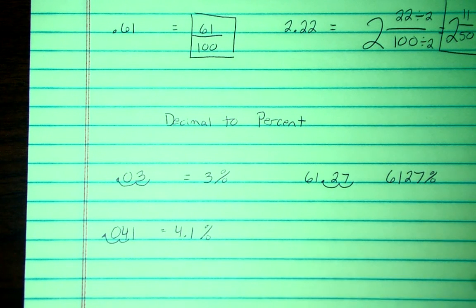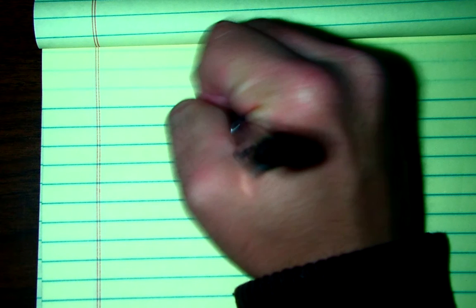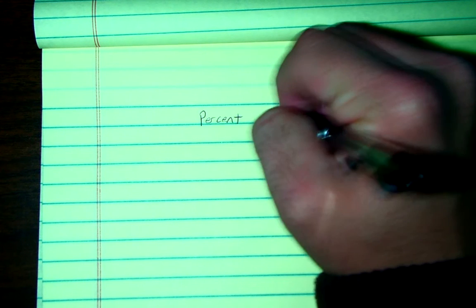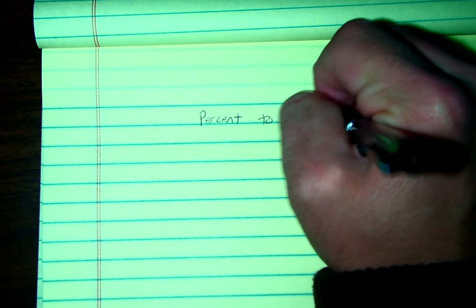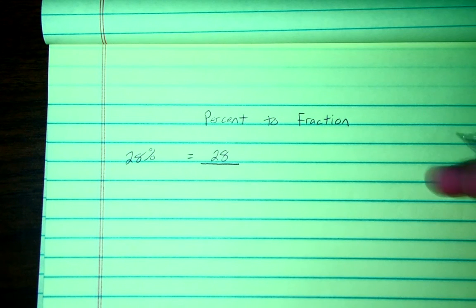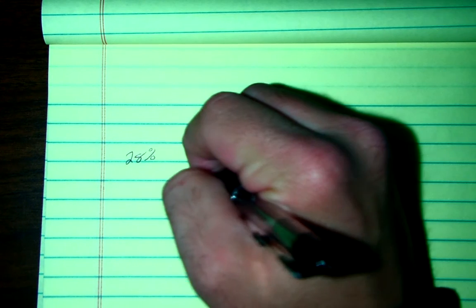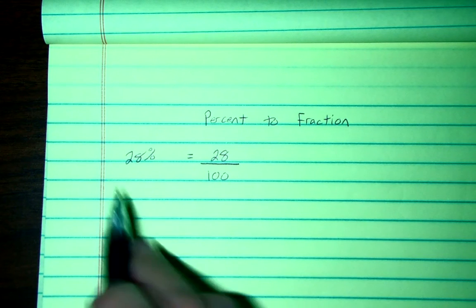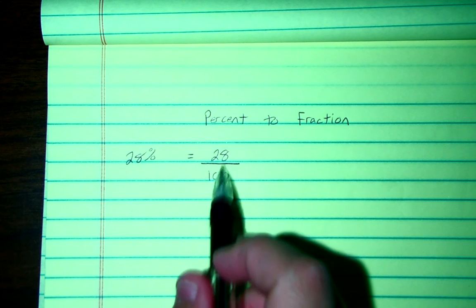Alright, let's go ahead and go to the last one now. Let's go from percent to fraction. Let's say we have 28%. Well, you have to go with the number given, and that goes on top. And you already told me percents are out of 100. Well, there's your percent, there's your fraction. Now you just have to simplify.